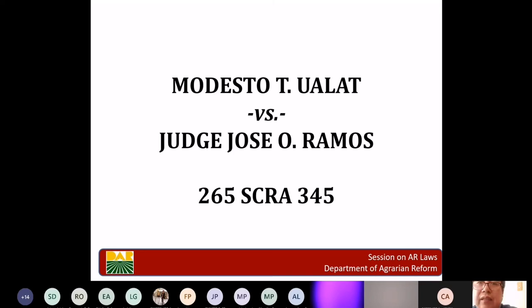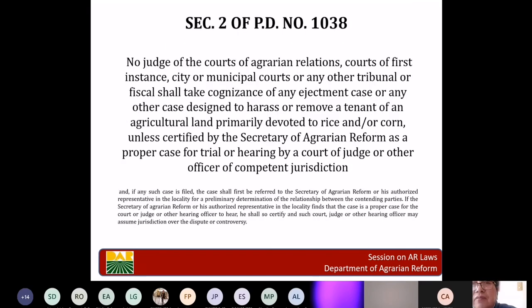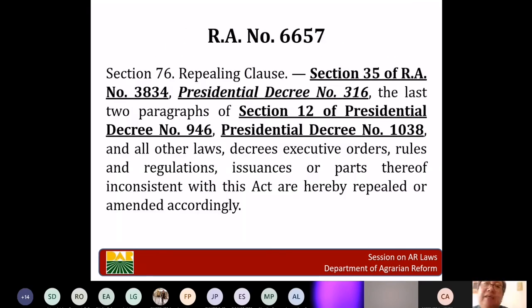can resolve that case. So, if you will remember, right before PD 316, the referral law: if it is not proper for trial because there is an agrarian dispute, then no court shall take cognizance of a case involving the tenant. Then there is PD 1038. That PD 316 and 1038 were repealed by Republic Act 6657 under Section 76. So repealed, nawala yan.